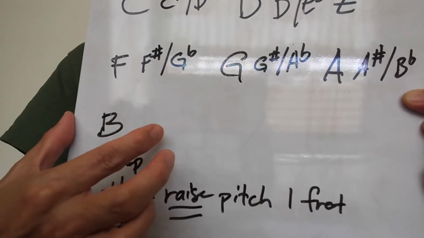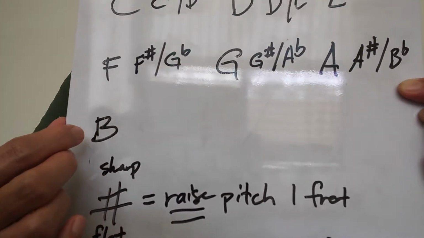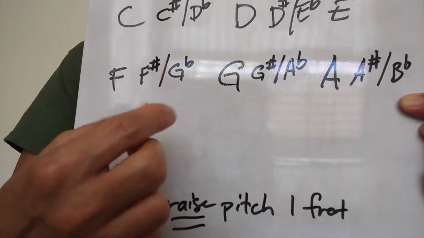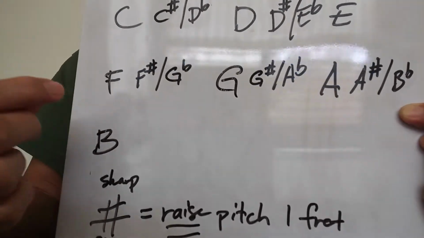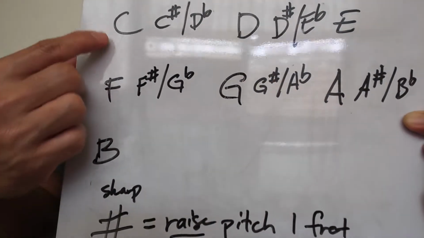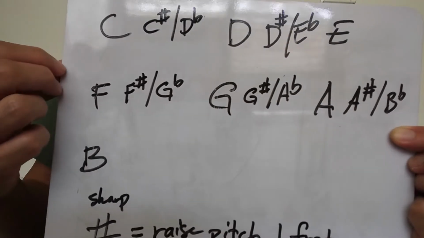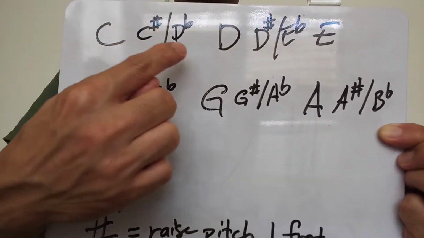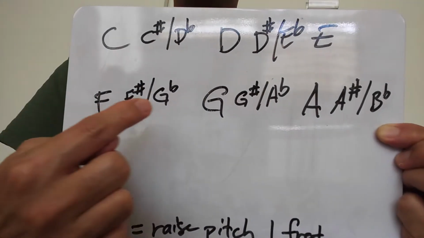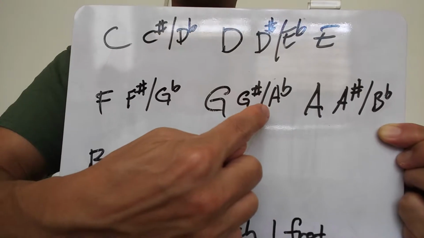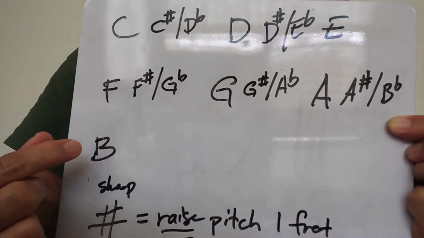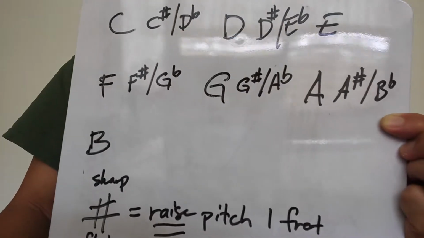Between B and C there's no note in between. So there are two places where you don't have a sharp or flat note in between, and that's between the E and the F, and between the B and the C. So there's your 12 notes. You've got 1, 2, 3, 4, 5, 6, 7, 8, 9, 10, 11, and 12. 12 notes. Then it starts all over again from C.